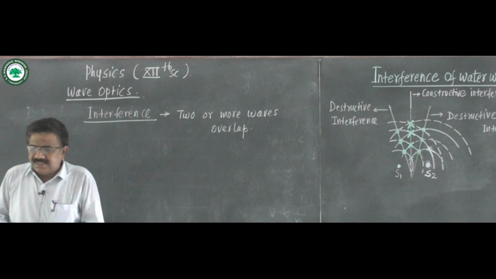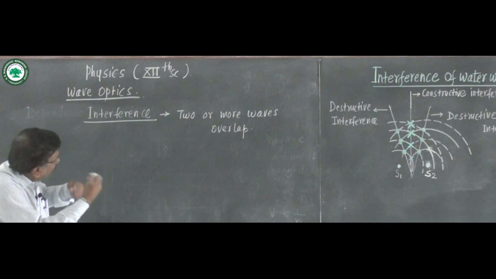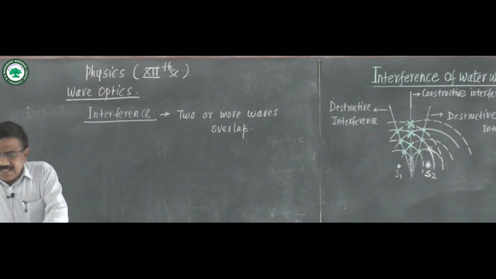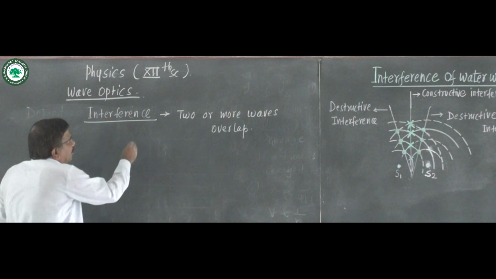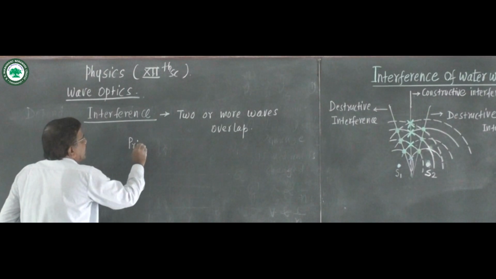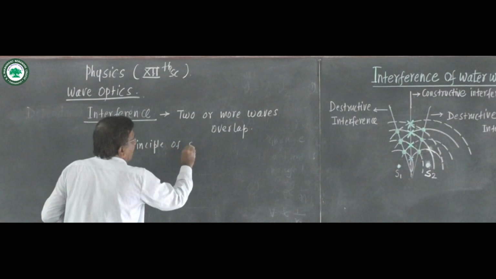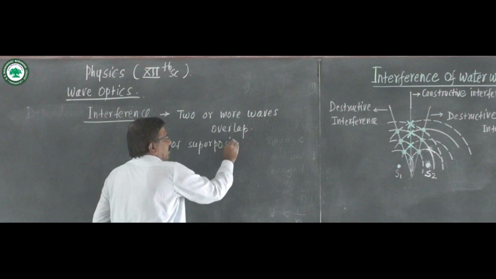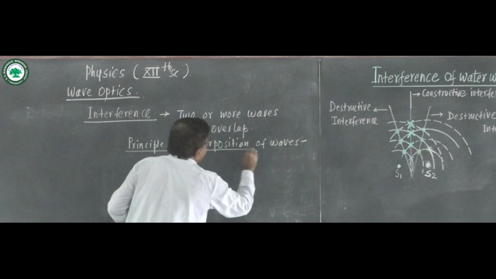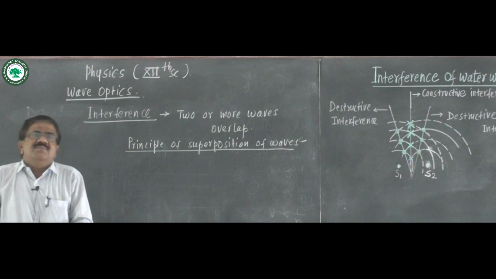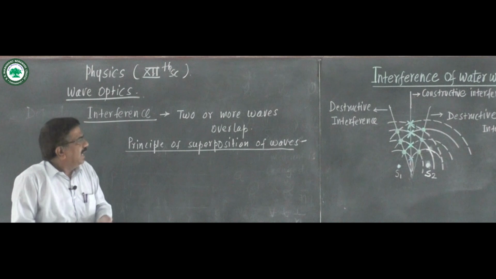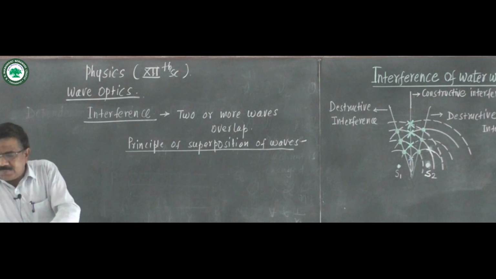The interference takes place, and this interaction of the waves, or this overlapping of two or more waves, is explained by using the principle of superposition of waves. One main thing is, for interference, two or more waves must be there, and if these waves overlap, interference of waves takes place, and this interaction is explained by using the principle of superposition of waves.